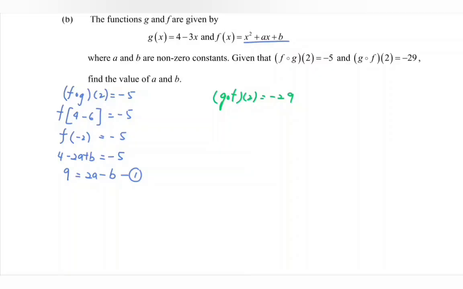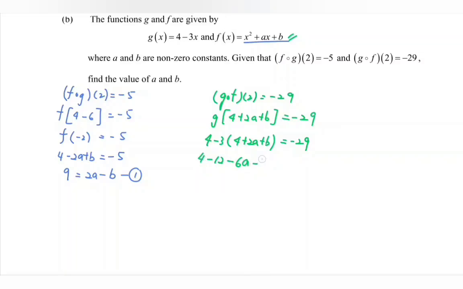Second equation, substitute 2 into this part. So we will have 4 plus 2a plus b. Continue. Substitute this part into g, where we have 4 minus 3 bracket 4 plus 2a plus b. So kindly expand. So we have 4 minus 12 minus 6a minus 3b equals to negative 29.